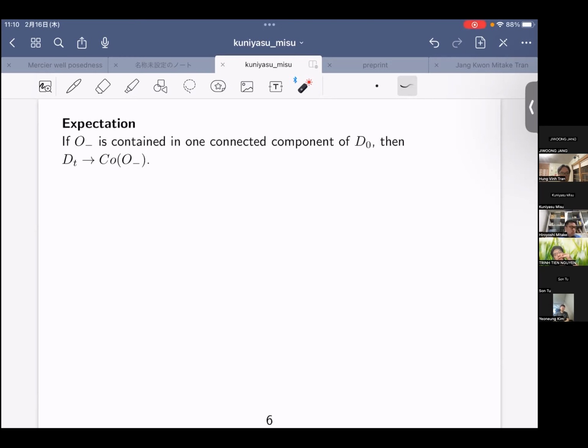Based on the former figures, my expectation is the following. If O minus is contained in one connected component of D_0, then D_t becomes convex hull of the obstacle. I intend to justify this expectation as much as possible.